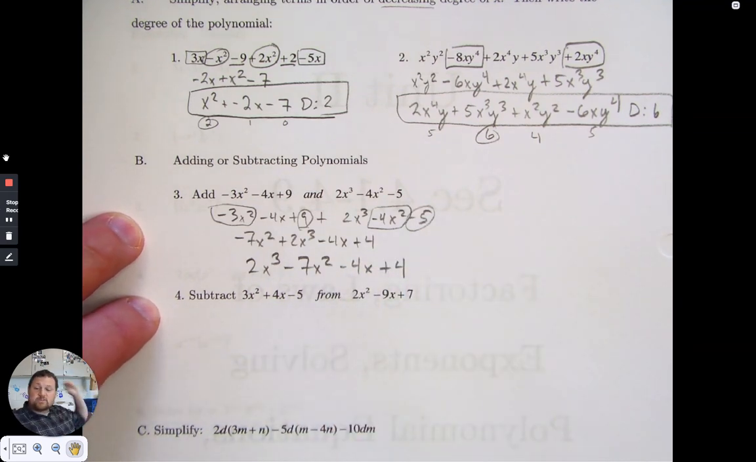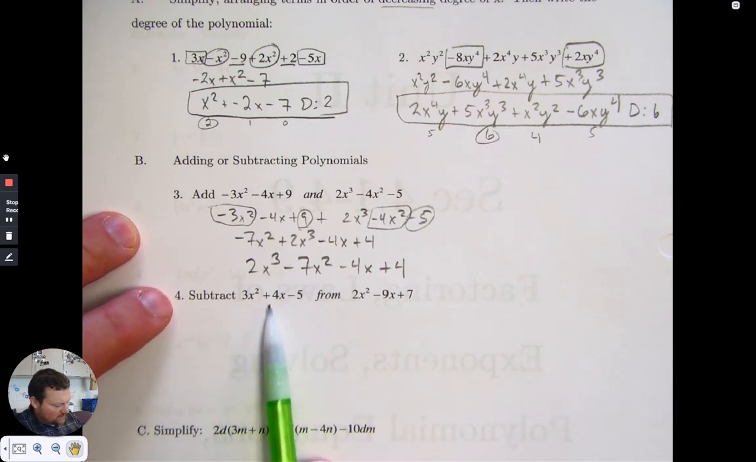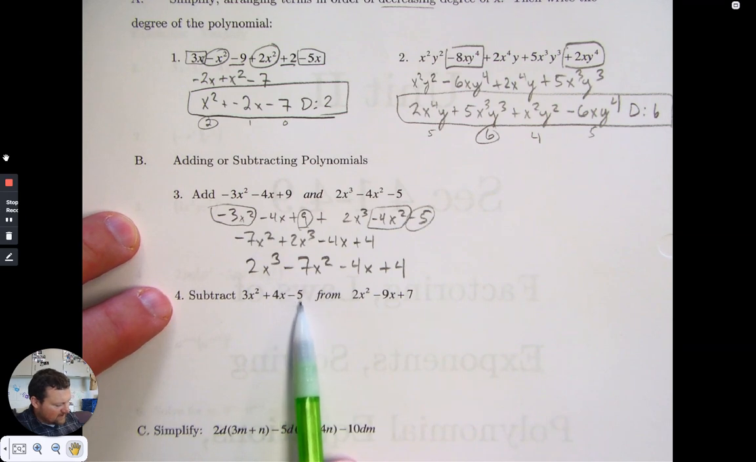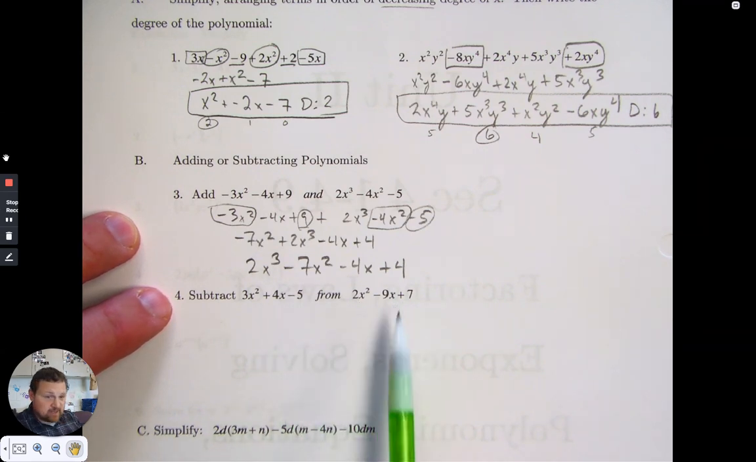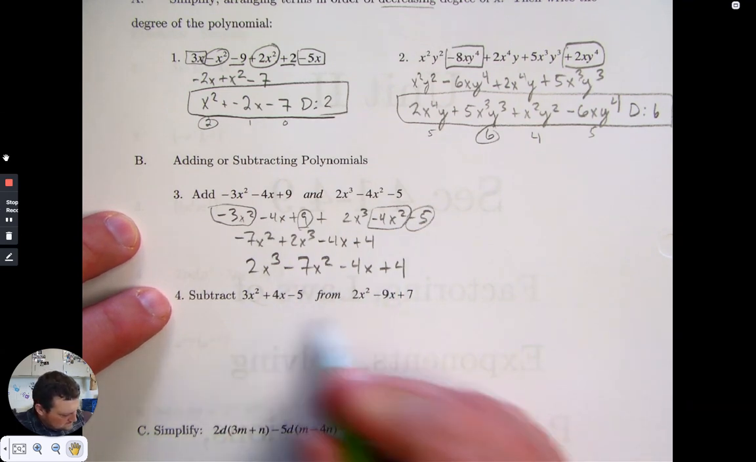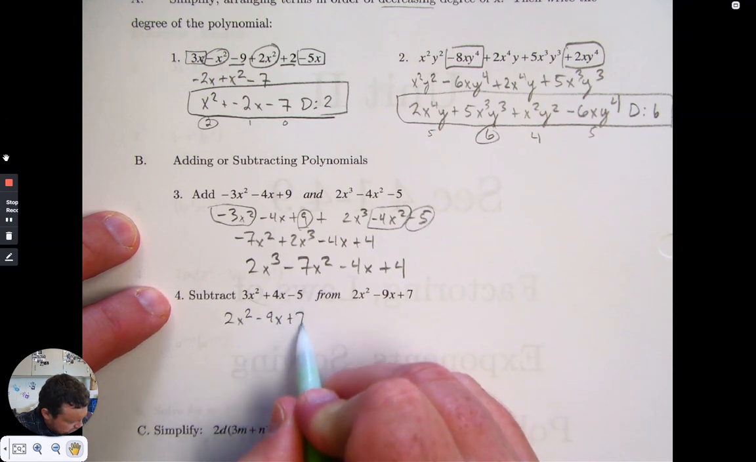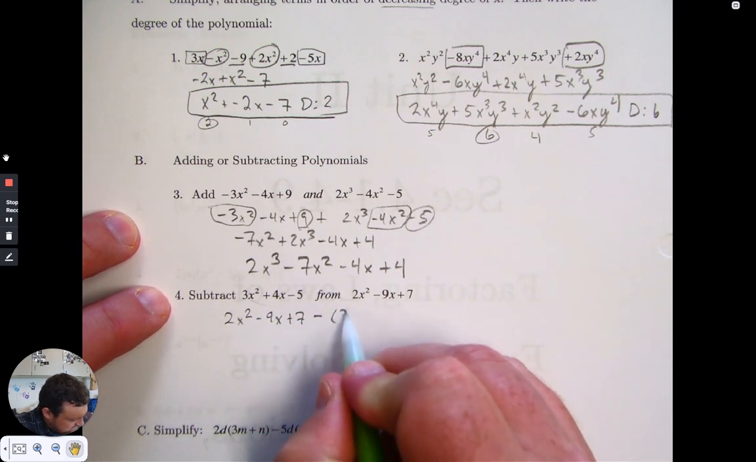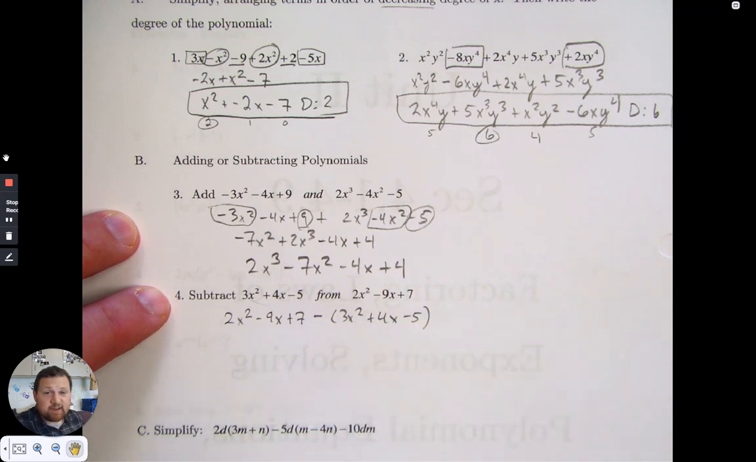Now this next one is a little tricky. A lot of people read this and they don't pick up on it right away, right? It says subtract 3x squared plus 4x minus 5 from 2x squared minus 9x plus 7. So we have to take this away from this. So this is really 2x squared minus 9x plus 7 minus 3x squared plus 4x minus 5.